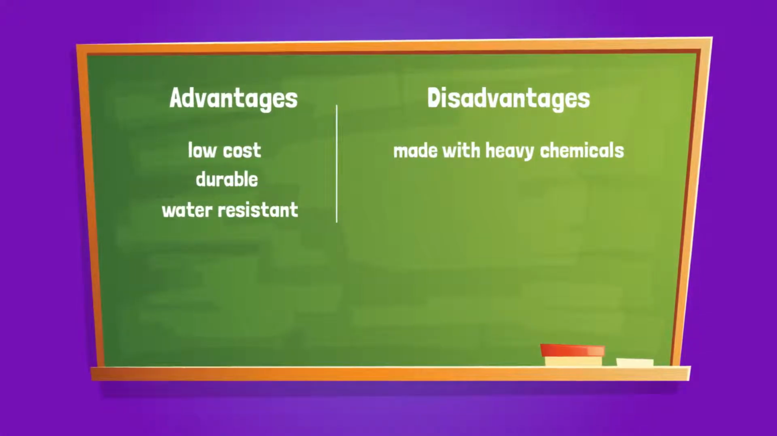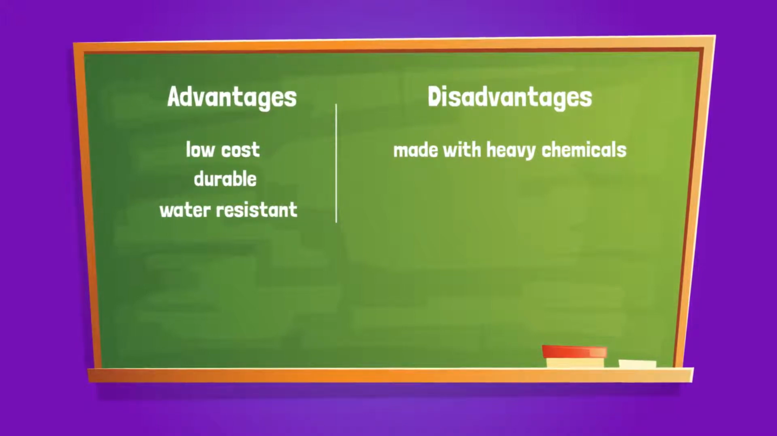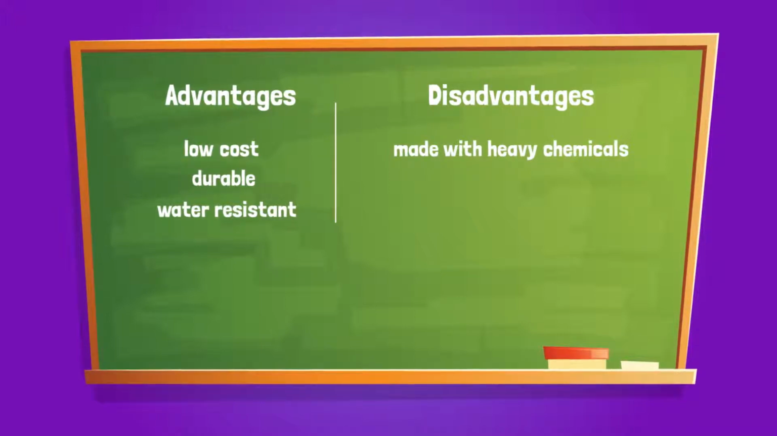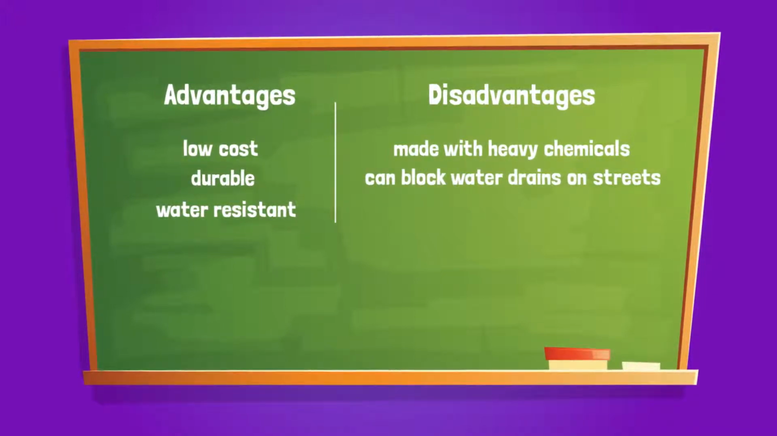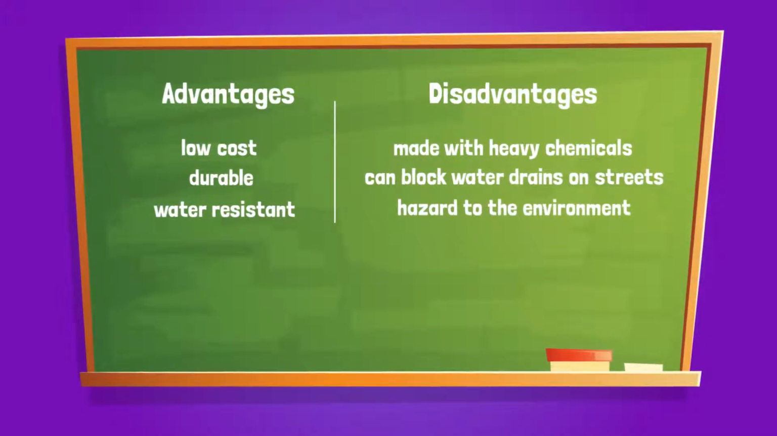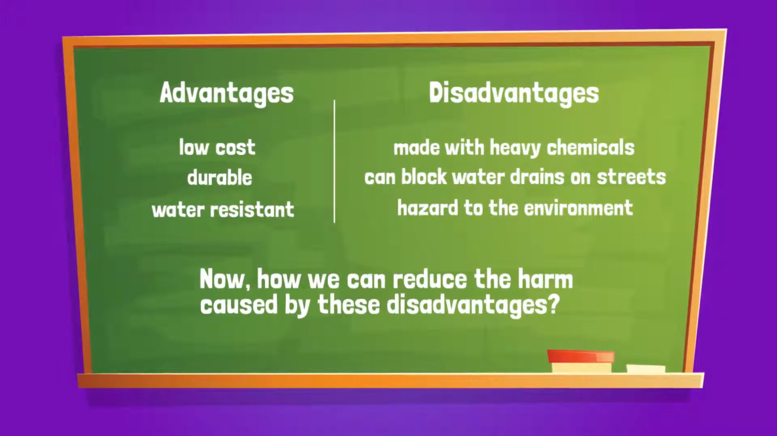Great! Is there any pair whose advantage or disadvantage I haven't put on the board yet? Plastic bags can block water drains on streets. That's a nice point. Let me also add a disadvantage that I thought of. Now, how can we reduce the harm caused by these disadvantages?